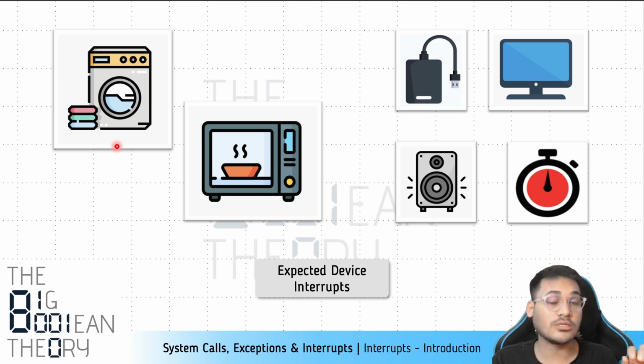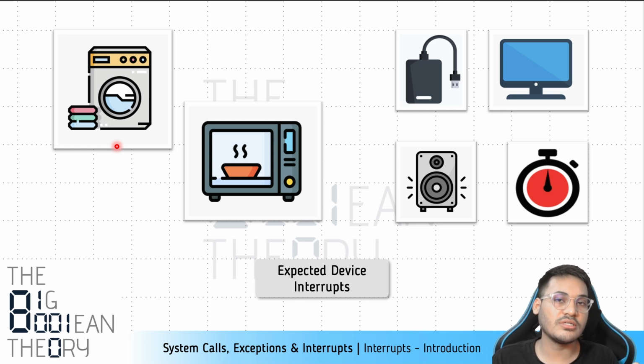Let's say you have to wash some clothes. So what you do is that you put your clothes in the washing machine, you put the detergent, and then you program it, give the appropriate settings to the washing machine, and then you hit start, right? And now that the washing is going on, you don't stand there and wait for it to complete, right? You go on to do some other work, right?